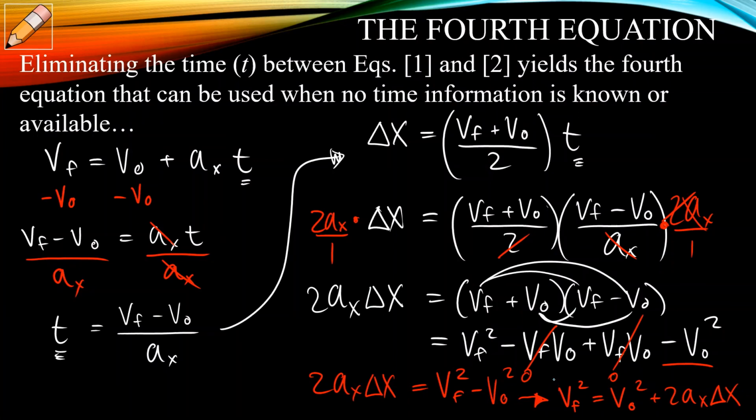And notice that because we eliminated the variable t, this equation doesn't have the time in it. And this is really useful in weird situations where maybe you don't know the time, no time information is given. You can use this equation in those problems to hopefully get the answer that you need. So those are the four equations. That's how you can derive them.